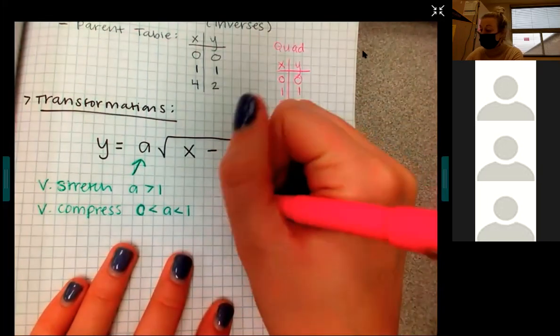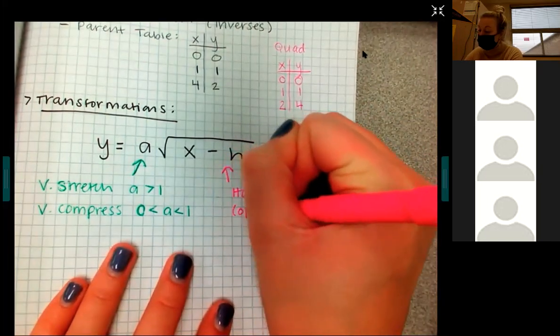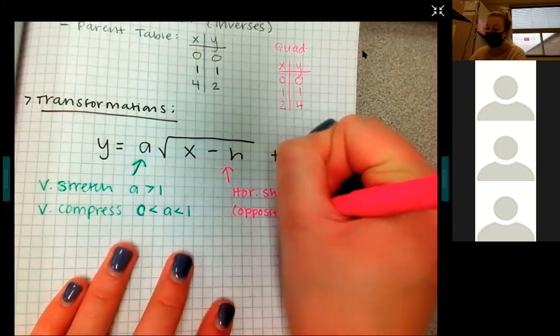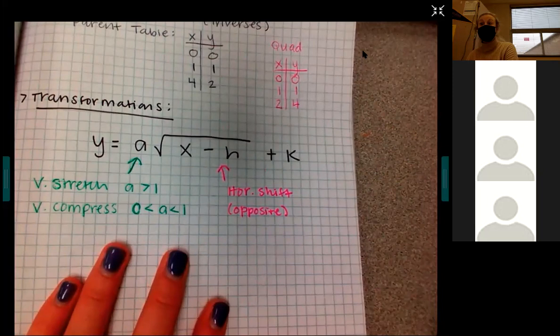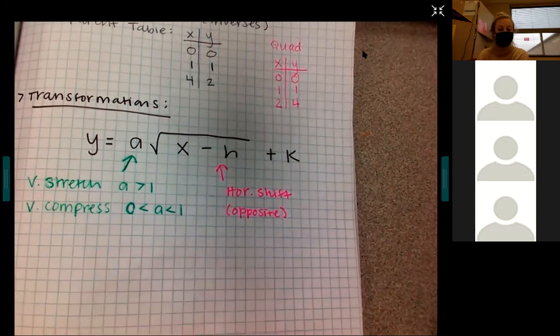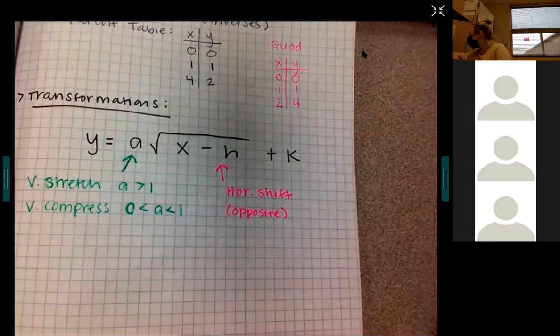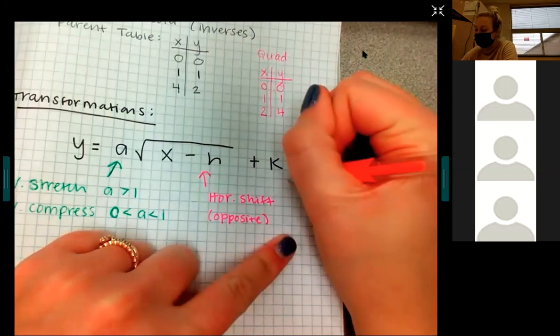Okay? So your horizontal shifts always do the opposite of what they look like. So if it says -3, that really means it moves right 3. Good. If it says +4, it's really going to move left 4. Very good. This really shouldn't be new. We should be okay with this. And then what about the K? What is the K?